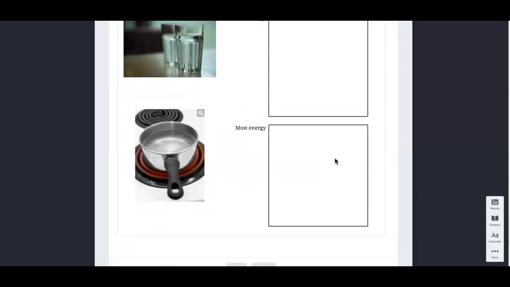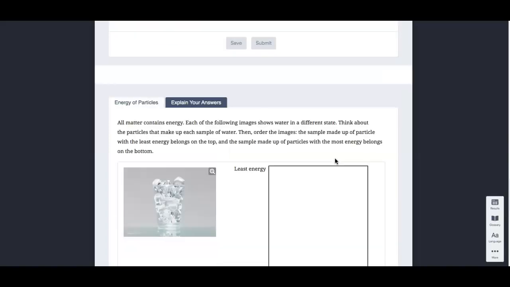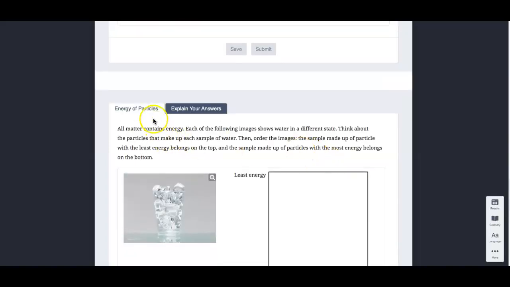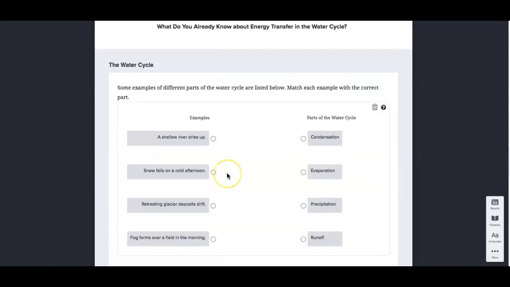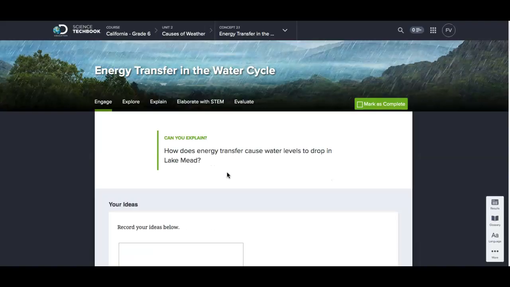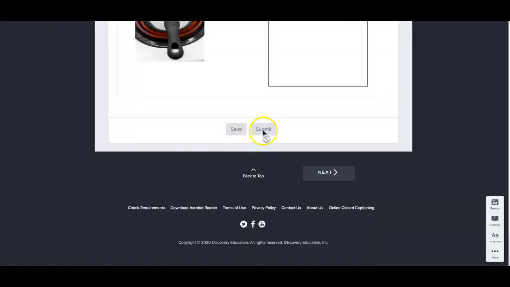Again, do your best on this. We're just sort of activating what you already know. And then remember, you have to go over to the second tab, explain your answers. And in this one, you're going to explain why you ordered them the way you did. Okay. Once you've completed both of those parts on that tab, hit submit, and you are done with this part of the assignment.